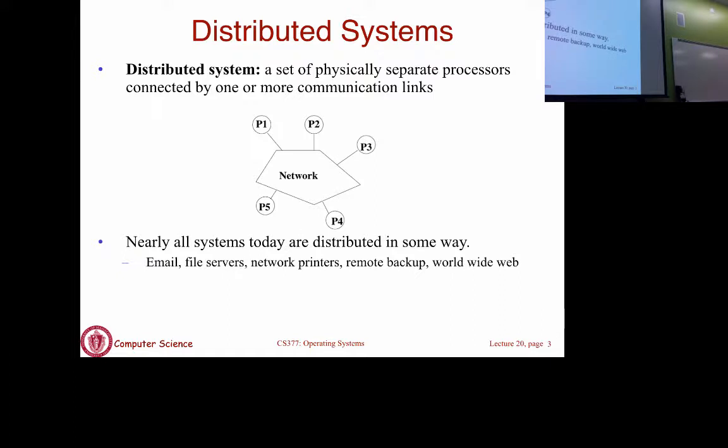So that's mail. If you look at the web, that's an example of a very large distributed system. So what are the components you see in the web? There are web servers. What else?